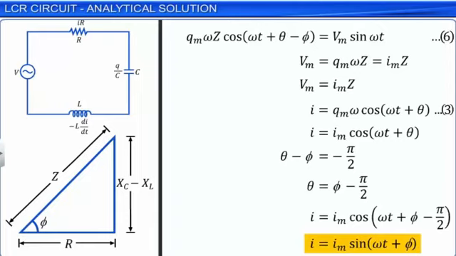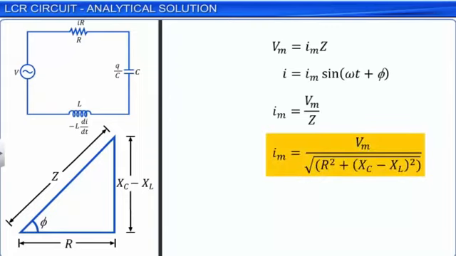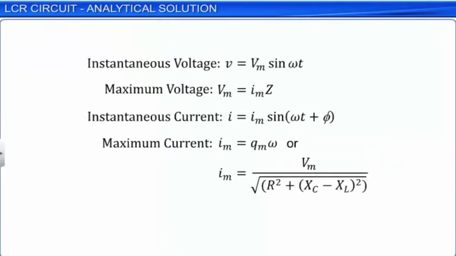Substituting the value of the impedance Z, we get Im equal to Vm by under root of R square plus Xc minus XL square. Thus, the relations finally obtained from the analytical approach towards computing the unknowns in the LCR circuit are the same as computed through the phasor approach. This analytical approach can be regarded as a pure algebraic approach, whereas the phasor approach is more of a geometrical one.